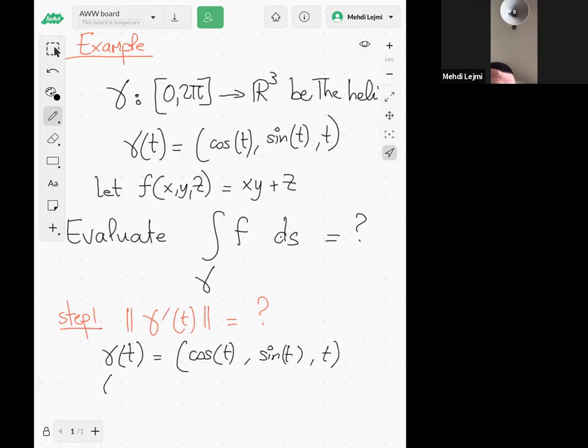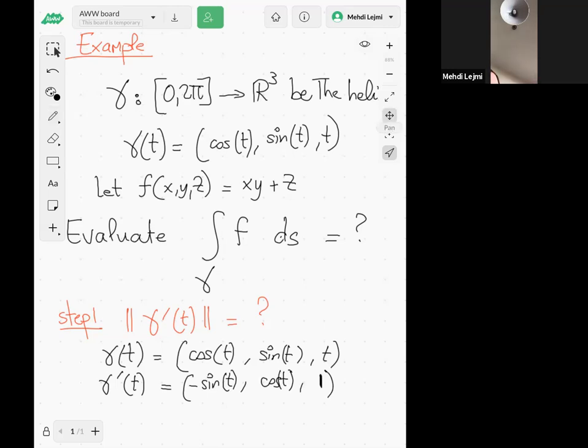Then gamma prime of t. So we just take the derivative of each component. The derivative of cosine of t with respect to t is minus sine of t, of course. The derivative of sine of t is cosine of t, and the derivative of t is just one. So we are taking the derivative with respect to t. That's your gamma prime of t.